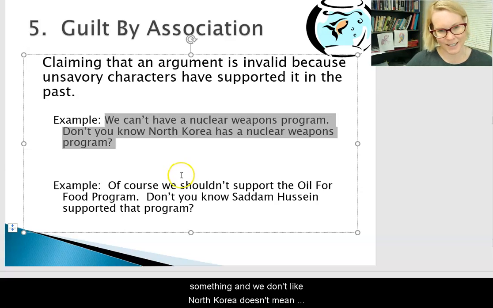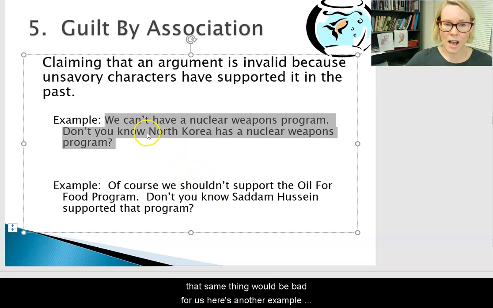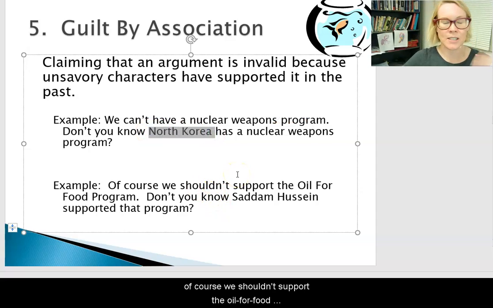All right, and that's just silly. Just because North Korea has had something and we don't like North Korea doesn't mean that same thing would be bad for us.